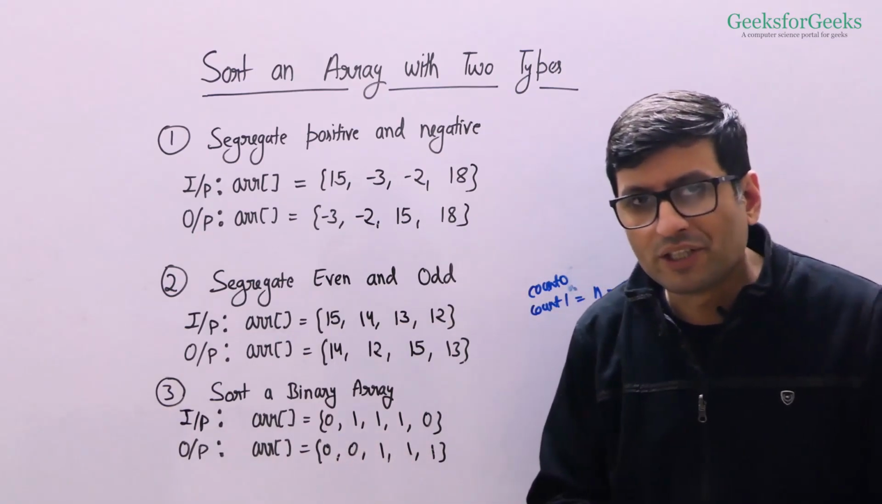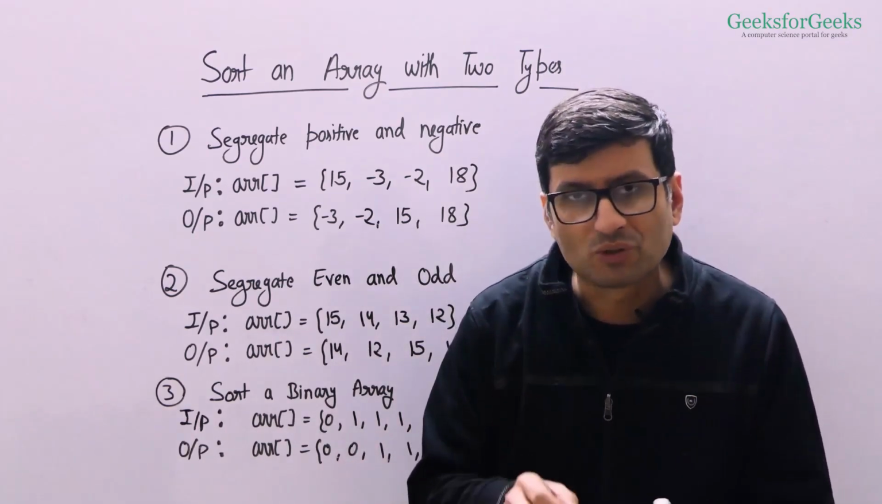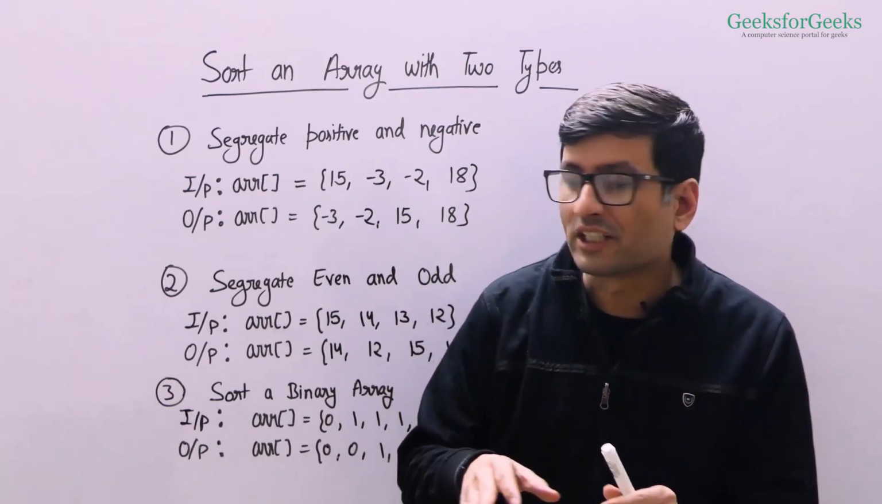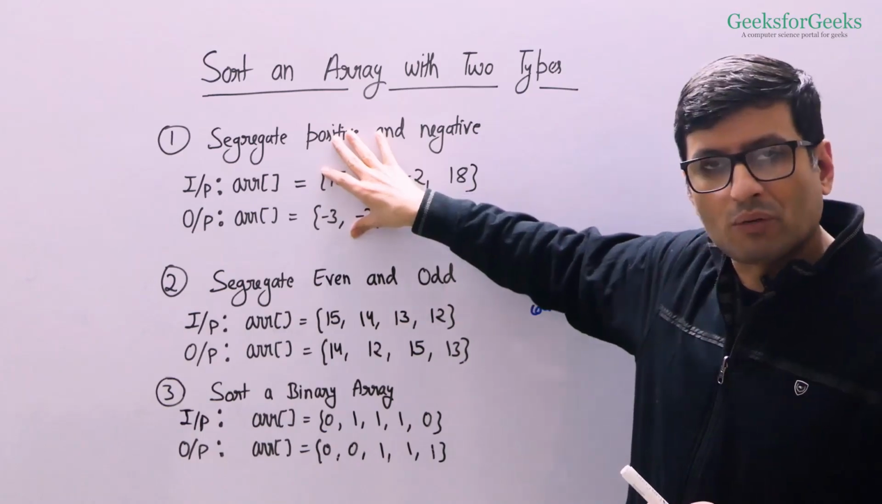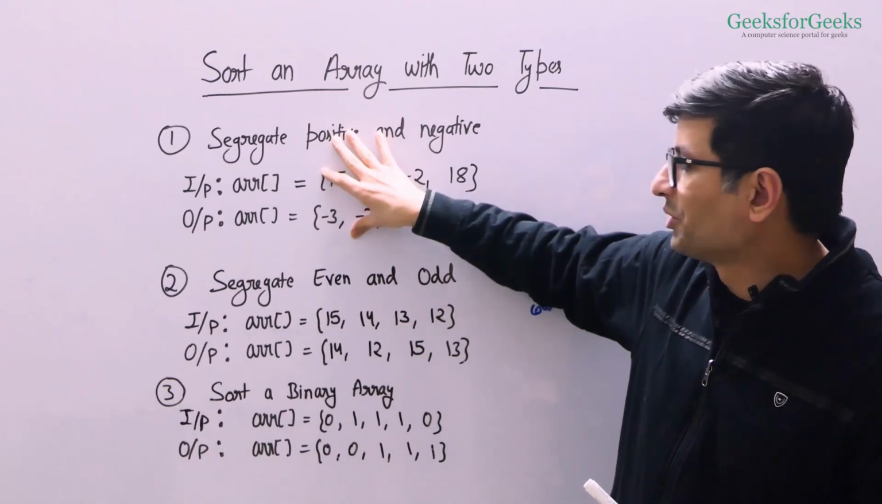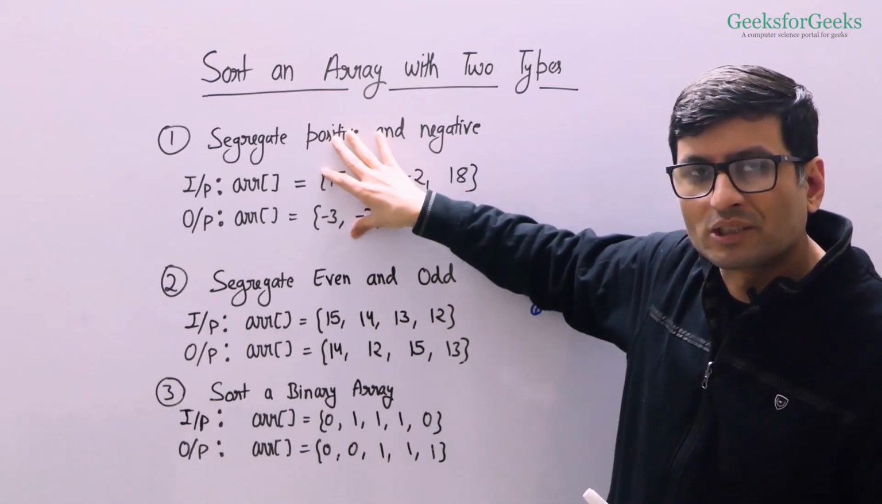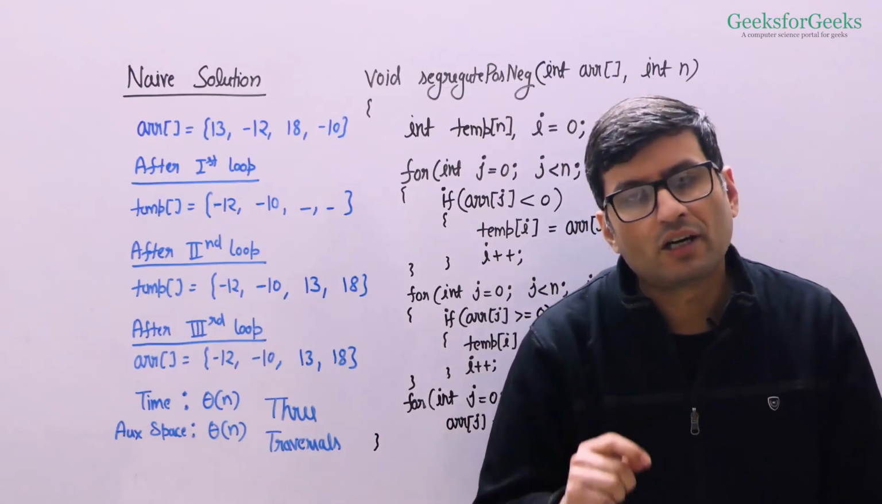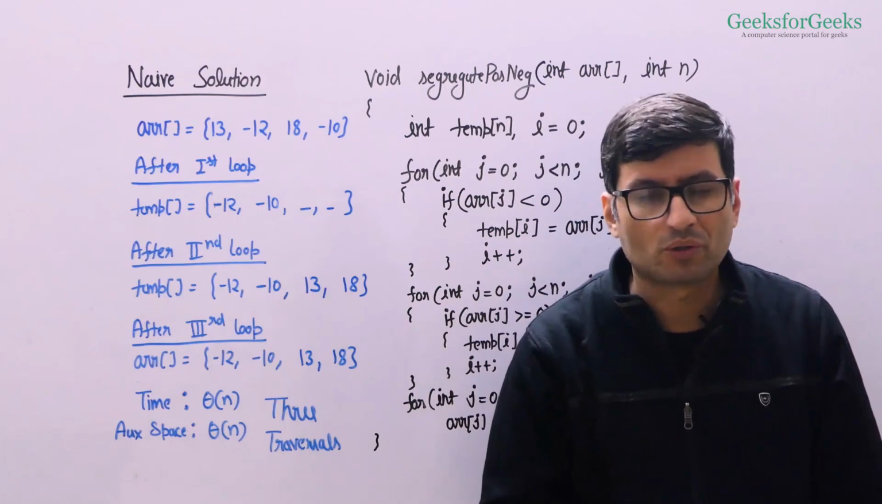So please pause this video now and try to think of a solution that takes an array as input and then sorts the array. You can try solving this problem. We are going to discuss different solutions for this problem, and the same solutions can be used for the other two problems also. Let us first talk about a naive solution to solve the problem.